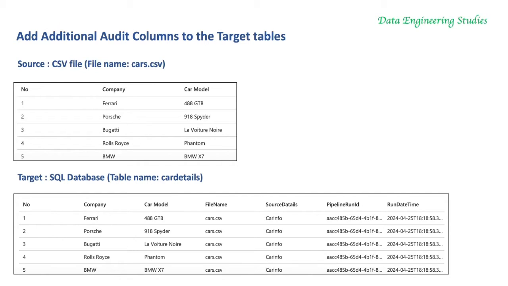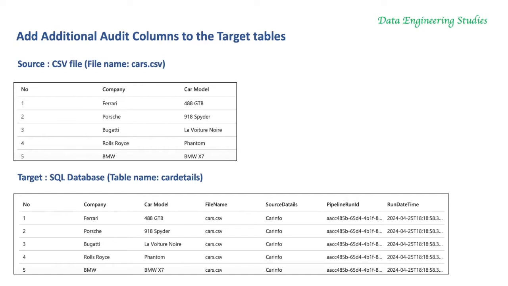While loading the data from the CSV file to the Azure SQL database table, we are adding 4 additional columns for auditing purposes. The first column, file name, contains the file name from which we loaded the data. In our case, the file name is cars.csv. The second column is source details. In this column, I have printed the static data as car info.